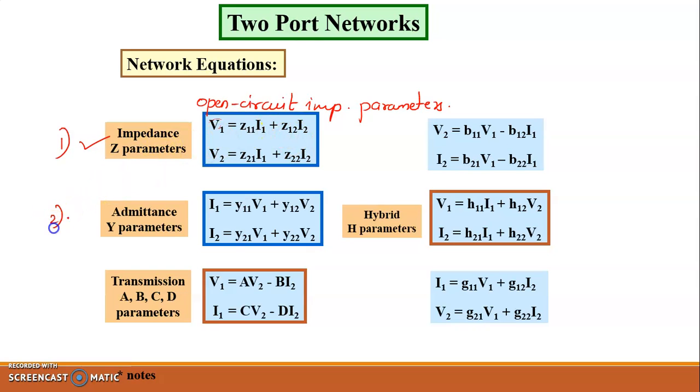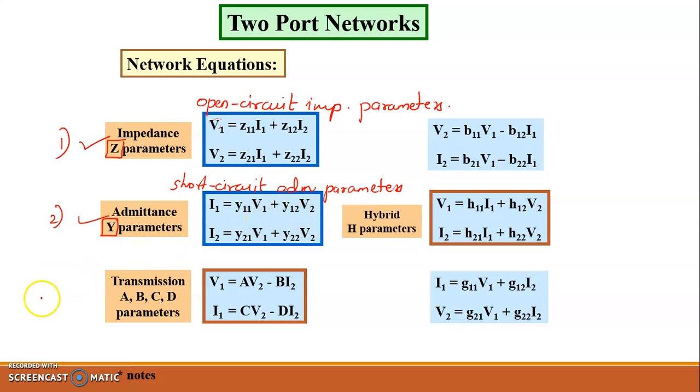And the second category is the admittance parameter, or in short Y parameter. The actual name of this is short circuit admittance parameters, or simply admittance parameters. You know that Y is the letter used for representing admittance, and Z is the letter used for representing impedance. That is why Z parameters are the ratio between V and I, and Y parameters are the ratio between I and V. So here the currents I1 and I2 are represented in terms of the voltages V1 and V2.